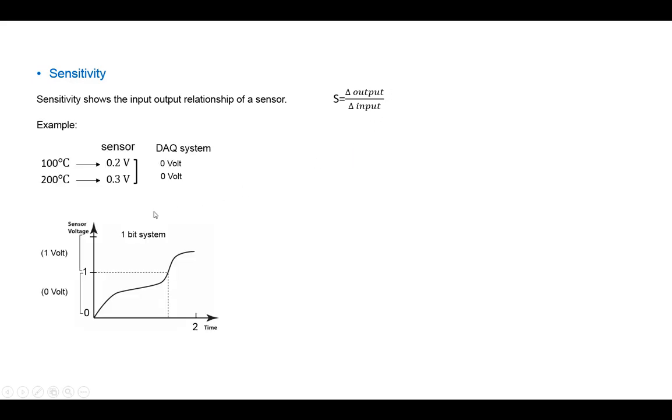So let's consider this example to elaborate more. Imagine I have a less sensitive sensor and a 1-bit DAQ system. I've placed my sensor in this ambient temperature and I've got this as the output of the sensor. Both of them in my DAQ system are going to be stored as 0 volt because both of them are below 1 volt. Now I have a more sensitive sensor. I have placed my sensor in the same ambient temperature and I've got this voltage at the output. Now these are going to be stored as 0 and 1 volt in my DAQ system.